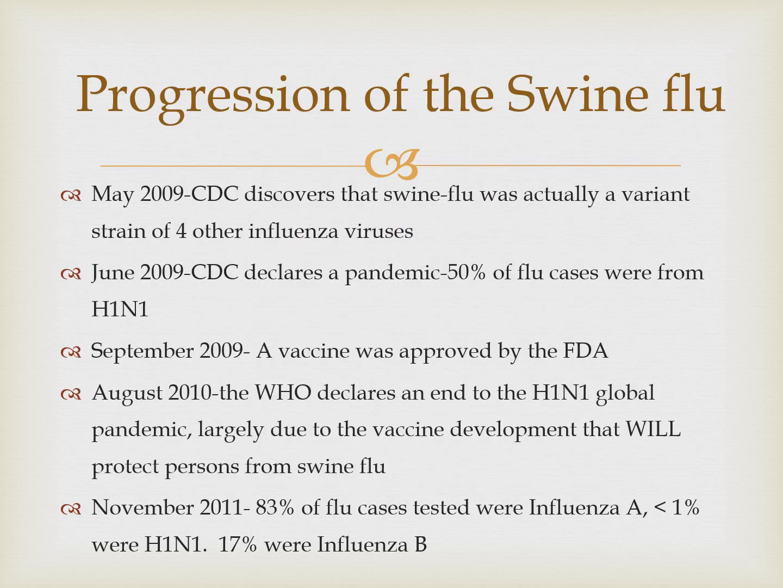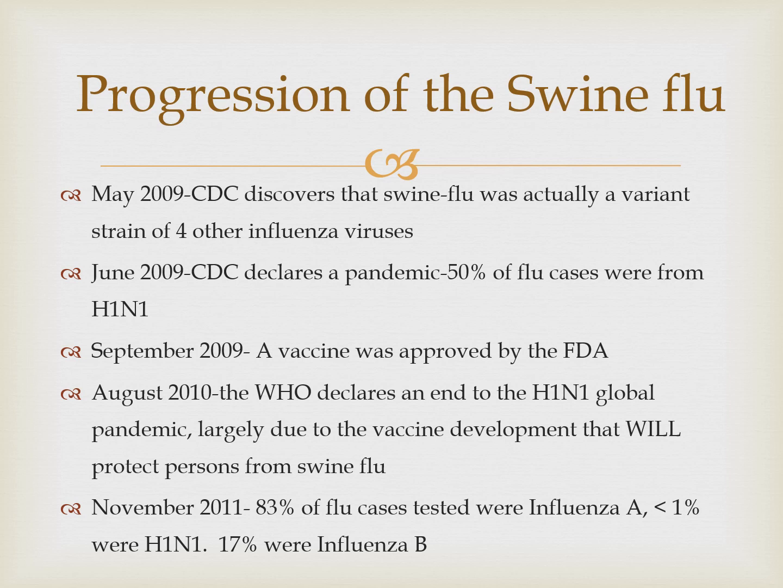From an epidemiology standpoint, looking at the progression of swine flu is quite interesting. It really puts a positive spin on how our CDC can come up with a vaccine so quickly for a strain of influenza. So in May of 2009, the CDC discovers that swine flu is actually a thing, and it's a variant of the H1N1 virus, okay? It's actually a variant of 4 other influenza viruses, okay?